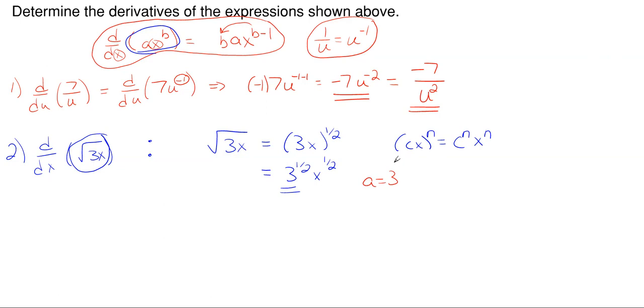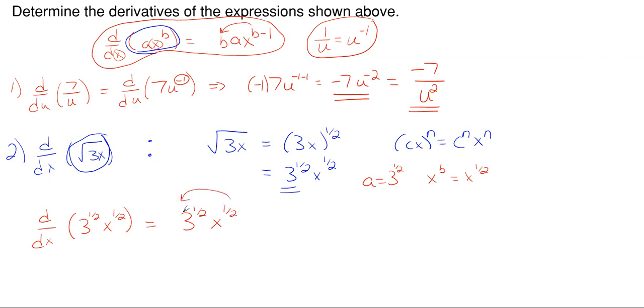So 3 to the 1/2 power. And then x to the b will just be x to the 1/2, which is essentially just the square root of x. So let's go ahead and rewrite the expression here of d dx of 3 to the 1/2 power times x to the 1/2 power. So 3 to the 1/2 power is my constant. Then I have my variable x to the 1/2.